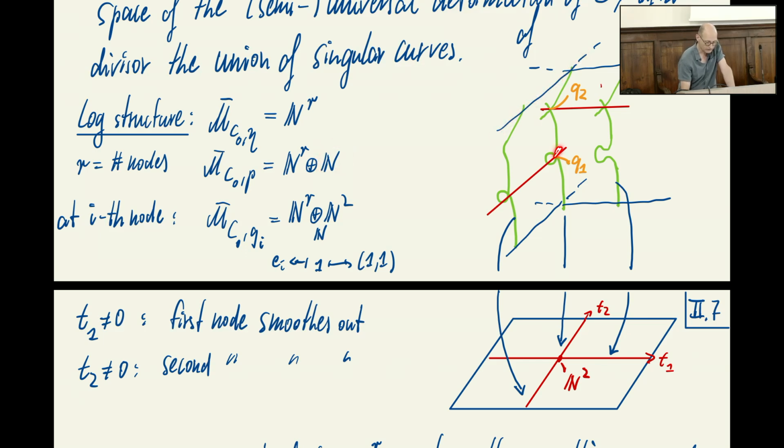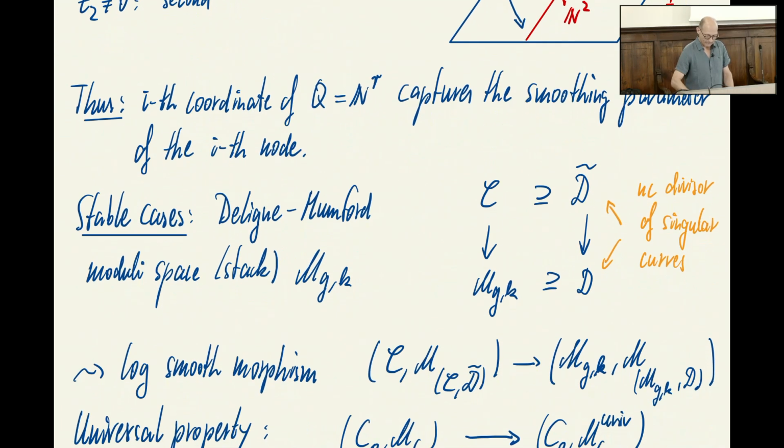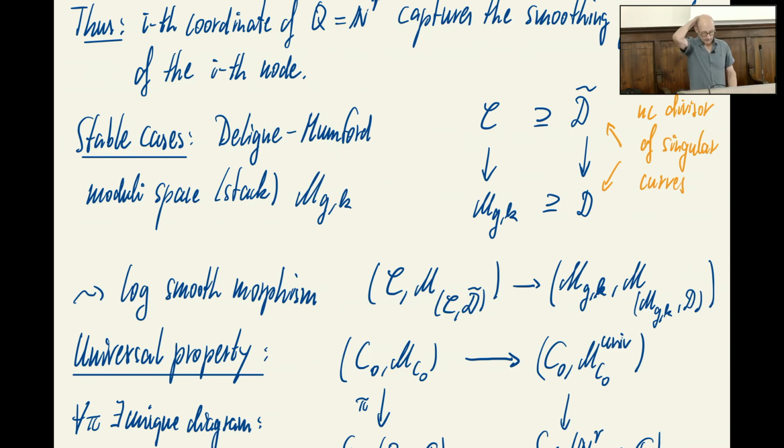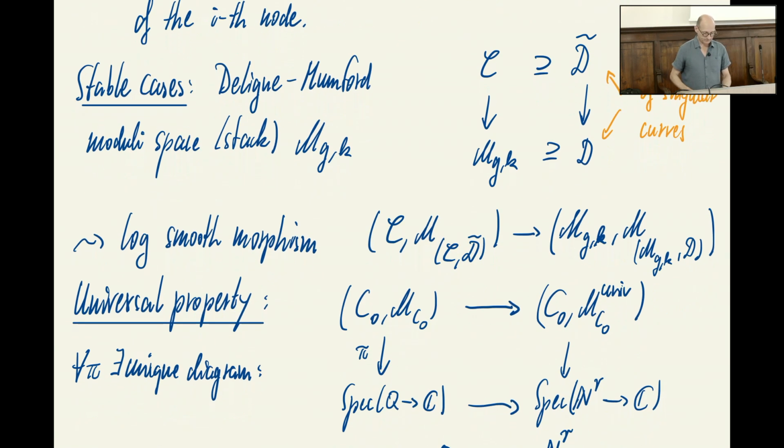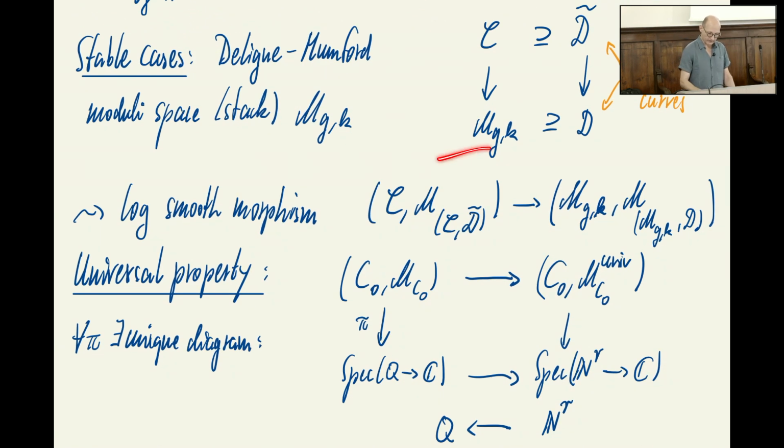And then at the ith node, you get an N to R direct sum N squared, where this maps the row we had before, just maps 1 to e_i. Yeah, at the ith node. You have R nodes, and at each node, it's different, right? So for each node, you get one row. Okay, so I have 6 minutes if I'm right. Okay, so the ith coordinate captures the smoothing parameter of the ith node. Then this is what I said about stable cases.